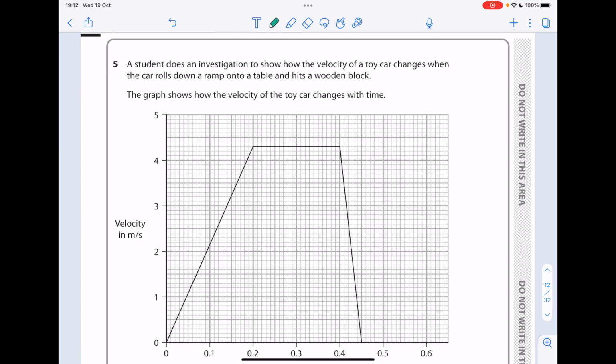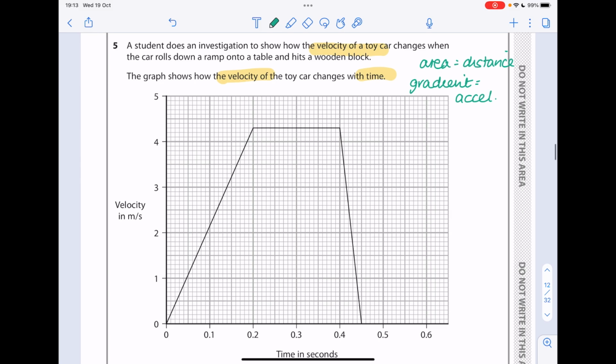A student does an investigation to show how the velocity of a toy car changes when the car rolls down a ramp onto a table and hits a wooden block. The graph shows how the velocity of the toy car changes with time. So we have a velocity time graph, which means, remember, the area under the graph line is the distance travelled, and the gradient equals acceleration. Make sure you are happy with that.